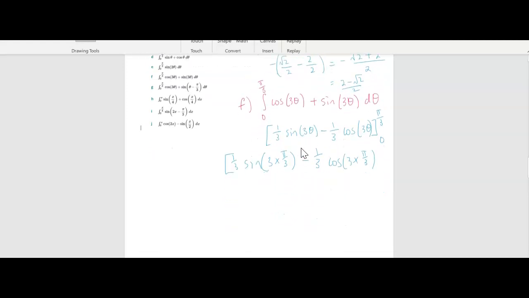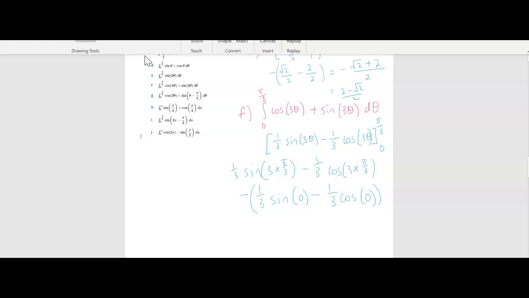And then we're going to subtract the substitution of 0. So 1/3 sine 3 times 0 is 0. And then we've got a minus there, so minus 1/3 cos 0. Just checking everything's right. So just substituting in pi on 3, then 0. Make sure my negatives are okay.